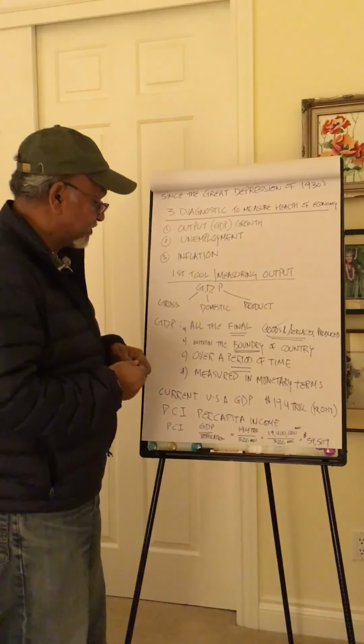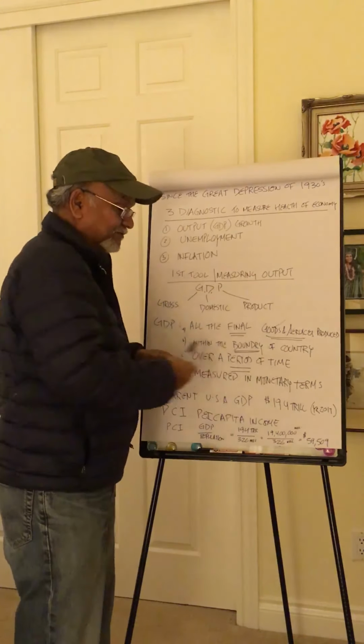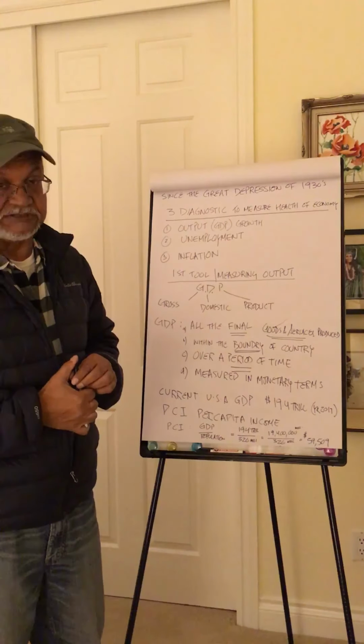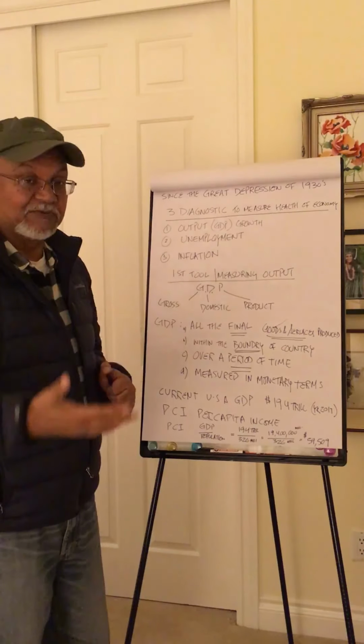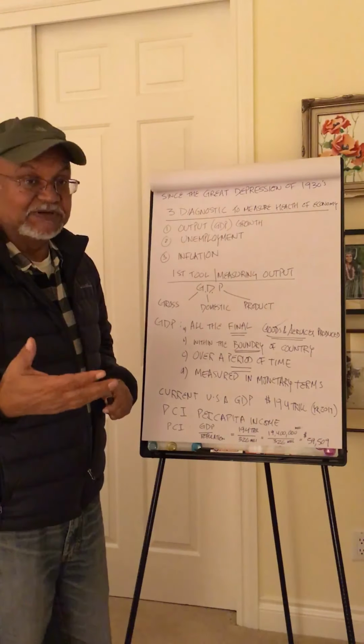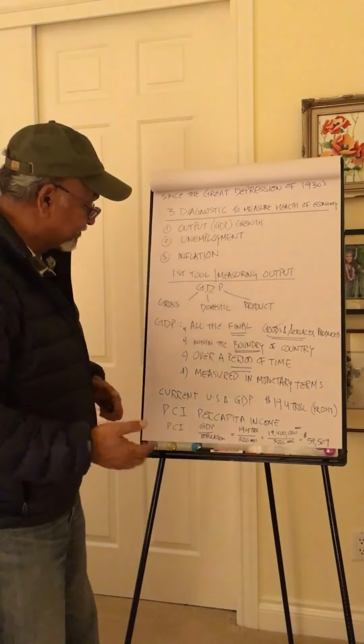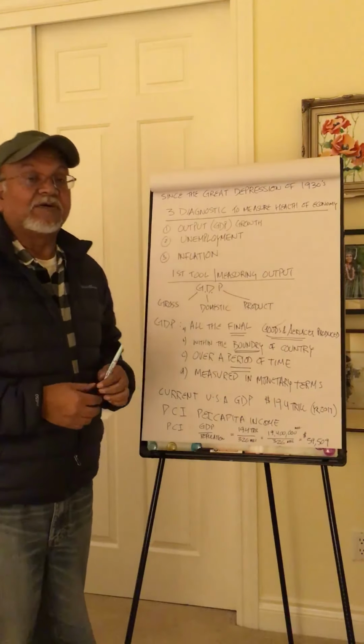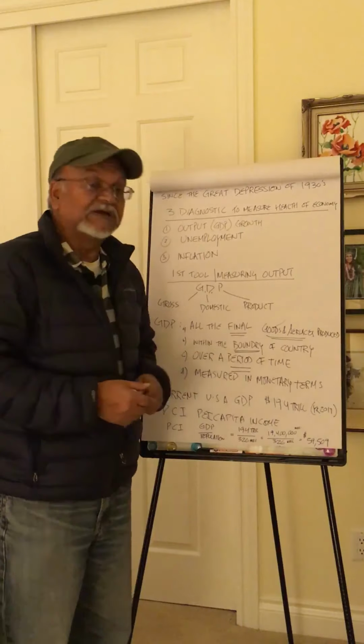So that's very important. Over a period of time: this GDP number comes out every 3 months and once a year also. So it's measured over a period of time, over a month, or over 3 months, over 6 months, over a year. Measured in monetary terms, that means measured in money. Why do we say measured in monetary terms?